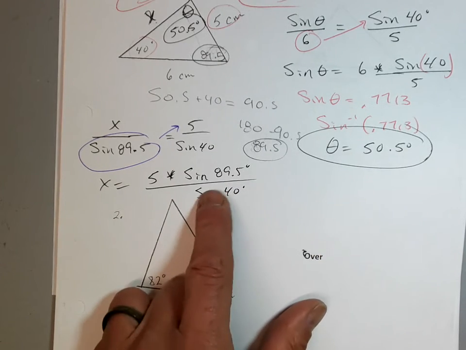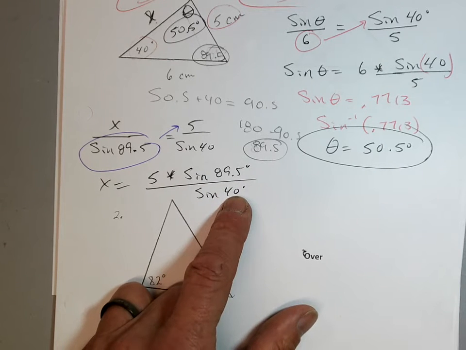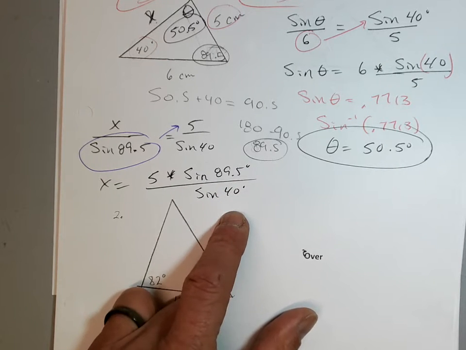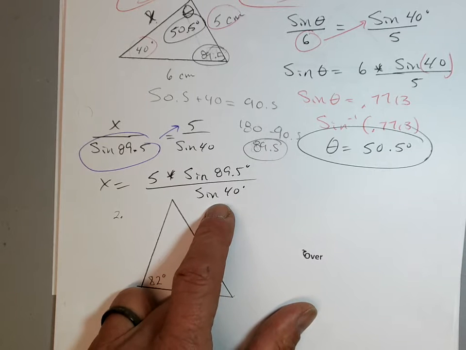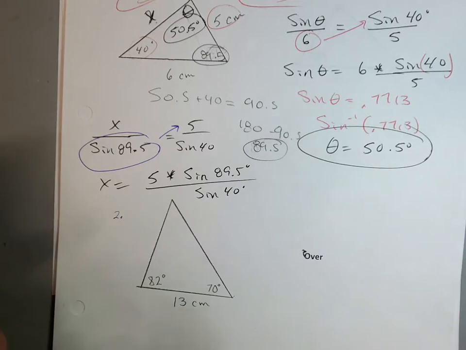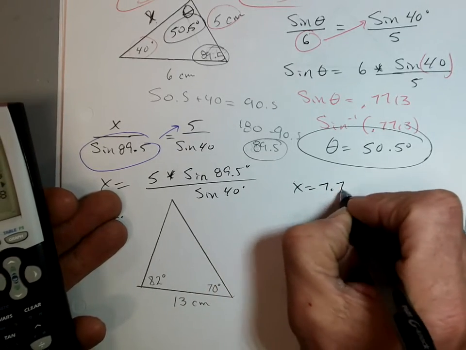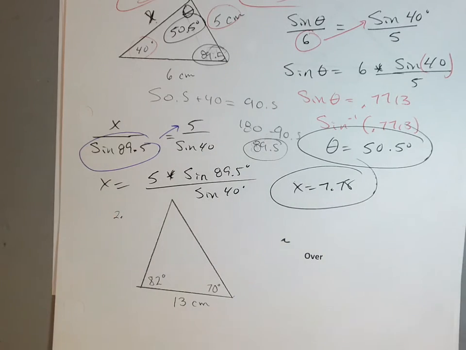5 times sine of 89.5, close the parentheses, divided by sine of 40, and I get an answer of about 7.77 or 7.78. Okay, what do you think? Not too bad? Okay, let's look at example 2.